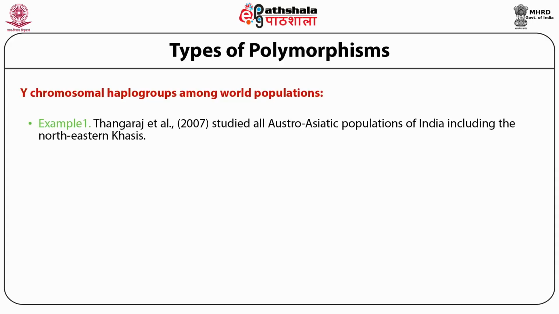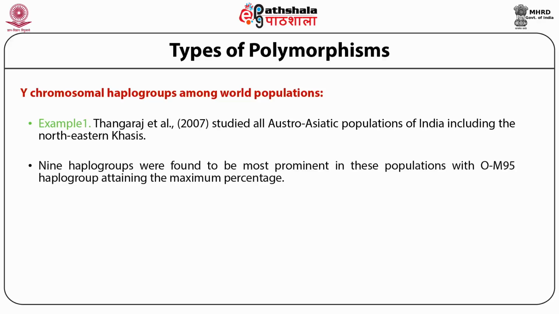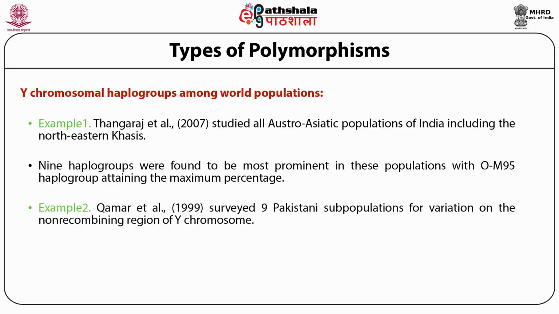They studied all Austroasiatic populations of India, including the Northeast Khasis. They analyzed the Y chromosome data for 1,222 individuals from 25 Indian populations covering all subdivisions of the Austroasiatic family. Nine haplogroups were found to be most prominent in this population, with the O2a-M95 haplogroup attaining the maximum percentage. Except Khasi, none of the samples showed O2-M122.